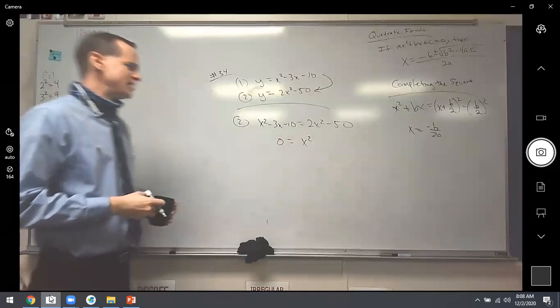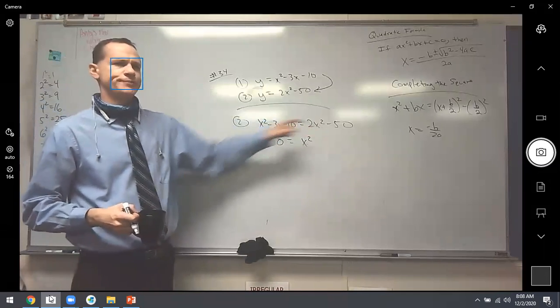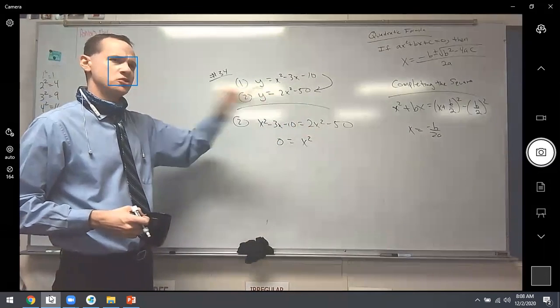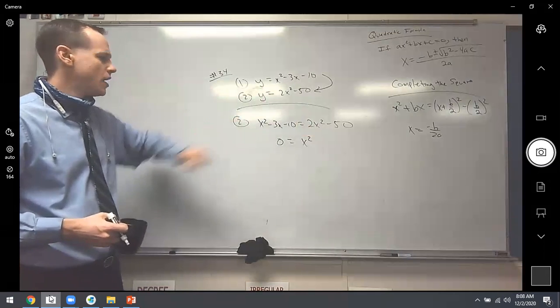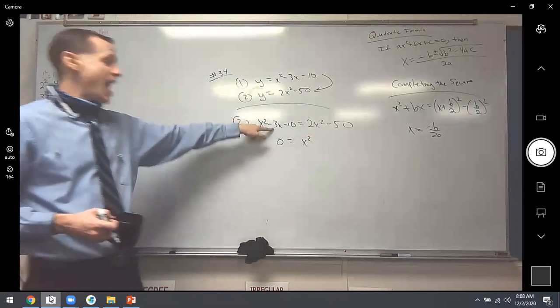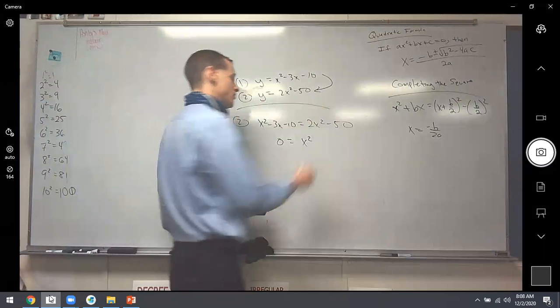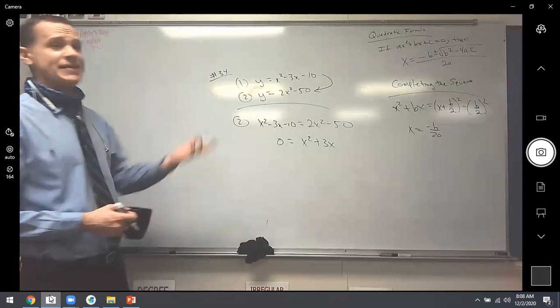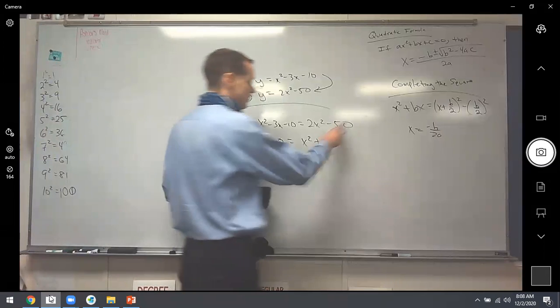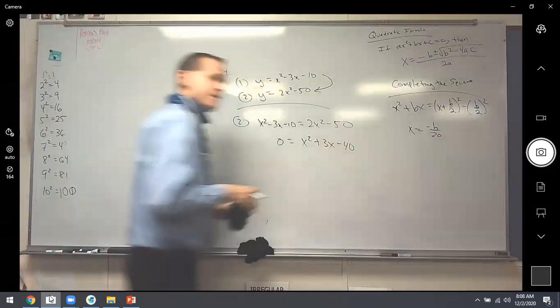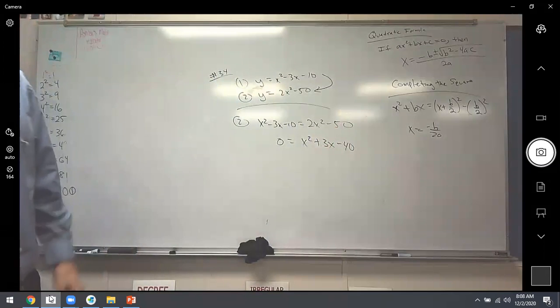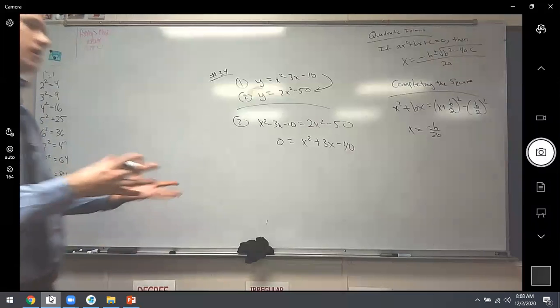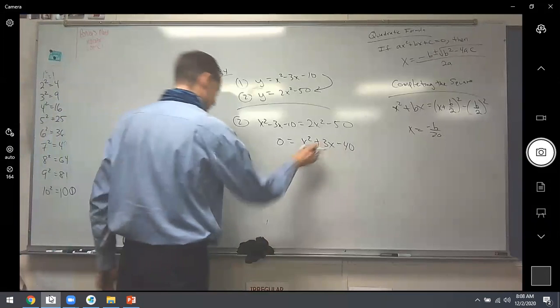So I'm going to subtract the x squared from both sides. So now it's taken away. The 2x squared is equal to x squared over on the right. To get rid of the negative 3x, I'd have to add it over, so it'd be a positive 3x over on the right. And to get rid of the minus 10, I'd have to add 10 to both sides. And negative 50 plus 10 is negative 40. So here's what I'll end up with, a nice, clean, compact quadratic.